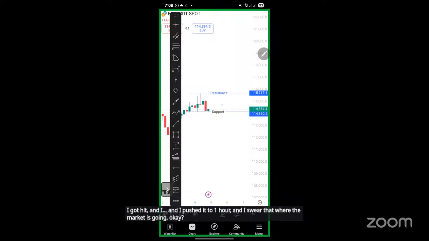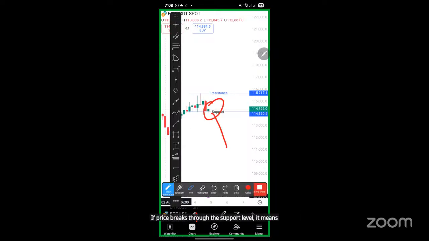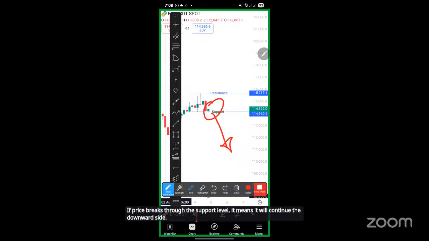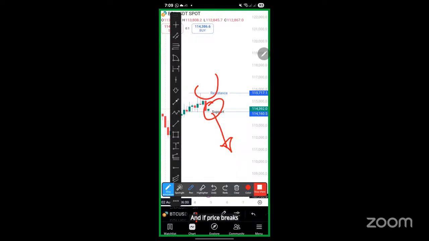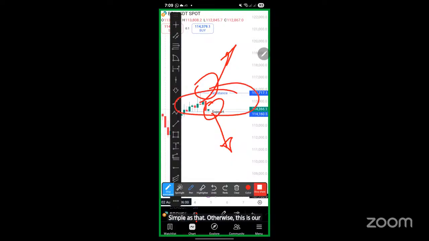So when I look at here, price is nearing the support. And you know what it means by the support and resistance. If price breaks through the support level, it means it will continue the downward side. And if price breaks through the resistance level, it means it will move to the upward side. Simple as that. Otherwise, this is our range within the 1 day.